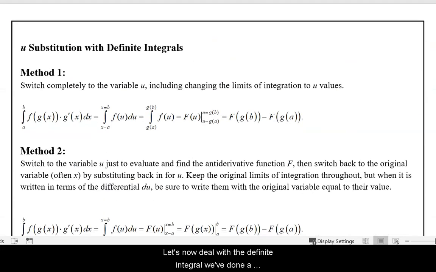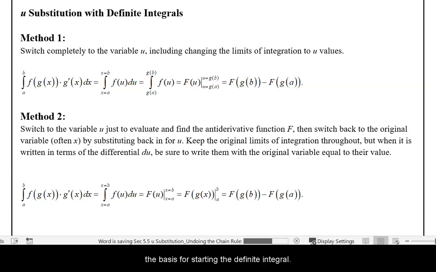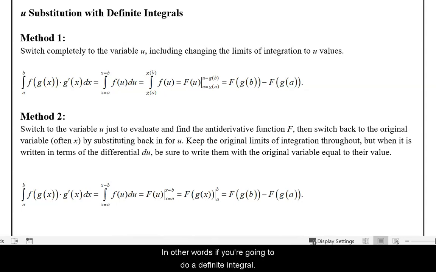Let's now deal with the definite integral. We've done a lot of indefinite integrals since doing the indefinite integral is the basis for starting the definite integral. In other words, if you're going to do a definite integral, you have to first find the antiderivative, which means you have to do the indefinite integral. The end is different because you plug in the values of the limits of integration. But up to that point, it's identical to the indefinite integral.